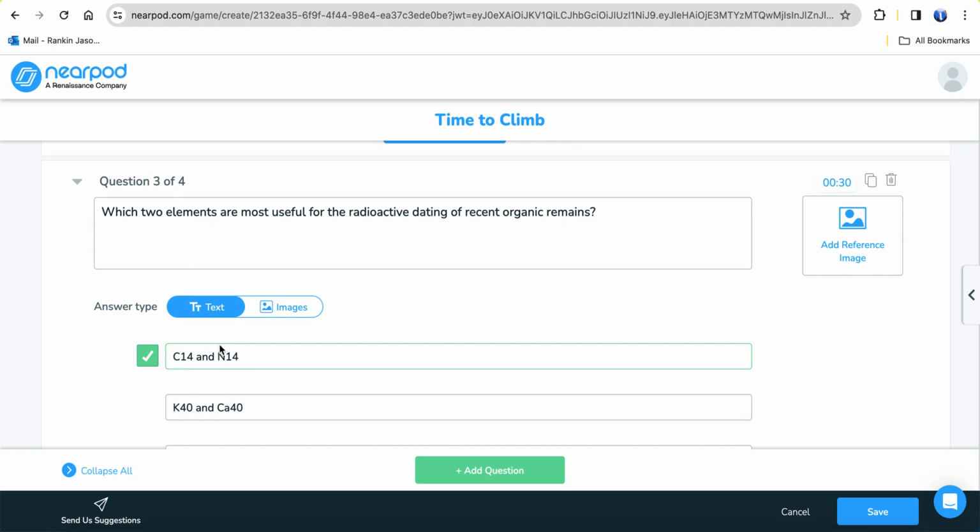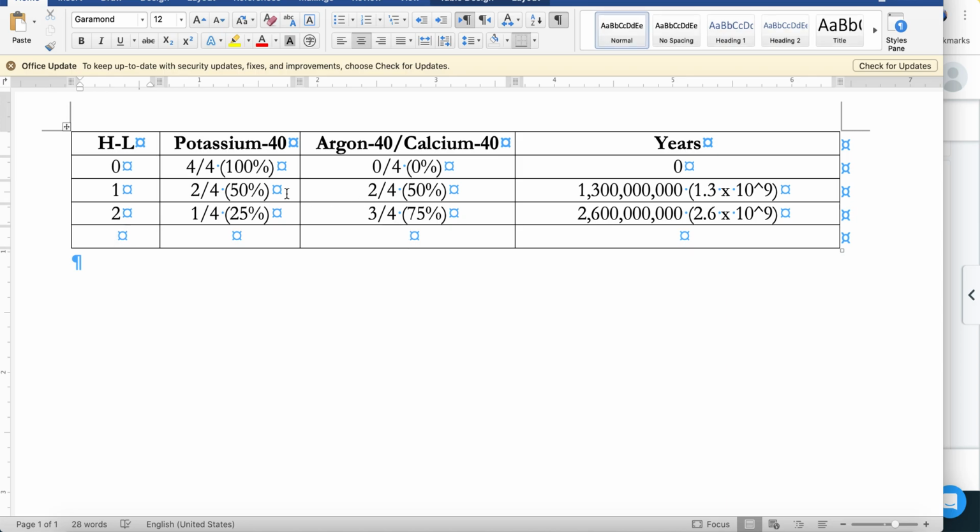When I say ratio, we're talking about this: 100% to 0% ratio, 50% to 50% ratio, 25% to 75% ratio, 12.5% to 87.5% ratio. We can even do wholes: 1 whole to none, 2/4 to 2/4, 1/4 to 3/4, 1/8 to 15/16.